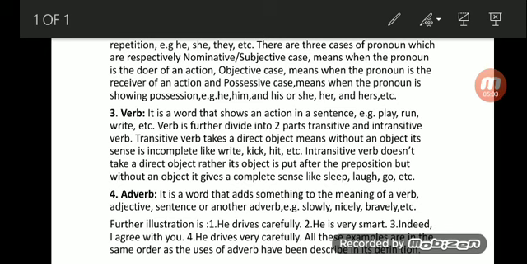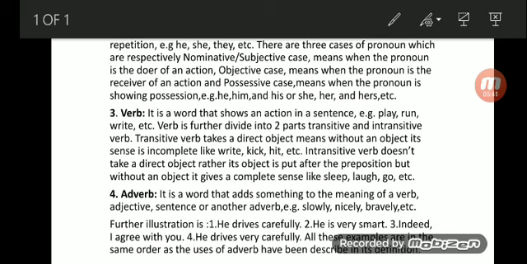Further illustration of adverb is: first example, he drives carefully. Next, he is very smart. Number 3, indeed, I agree with you. Number 4, he drives very carefully. All these examples are in the same order as the uses of adverb have been described in its definition.